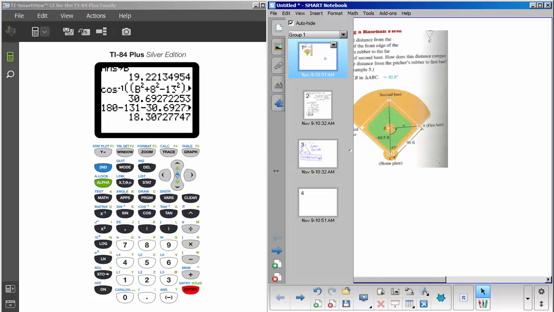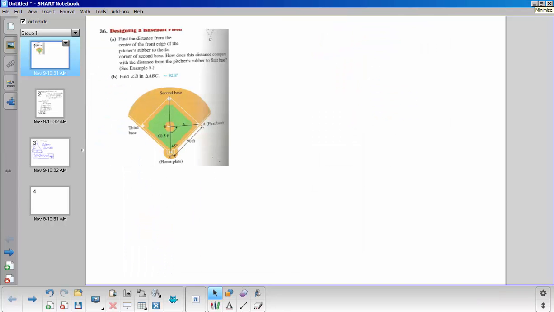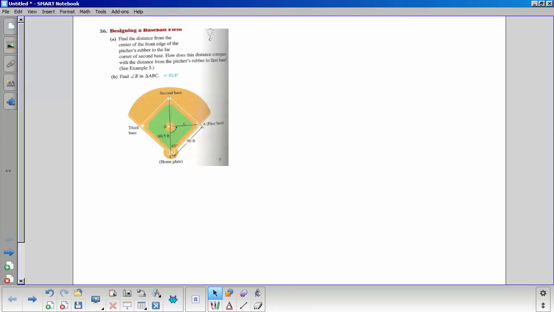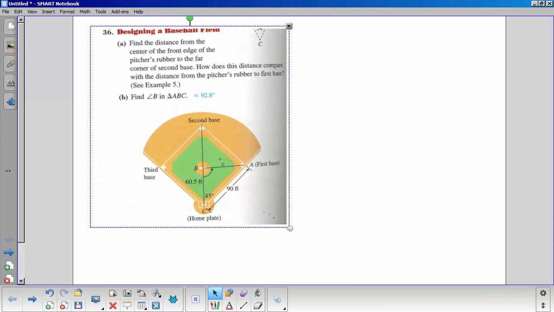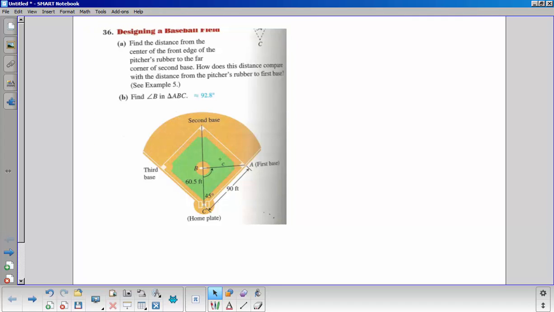All right, I'll do 36 because it looks more complicated than it really is. Okay, and so we're going to find the distance from the center of the front edge of the pitcher's rubber to the far corner of second base. So what we're trying to find is this distance right here, right? Yeah. All right, and they want to know how this distance from the pitcher's mound to second base from the pitcher's rubber compares. They want to compare this distance to C.